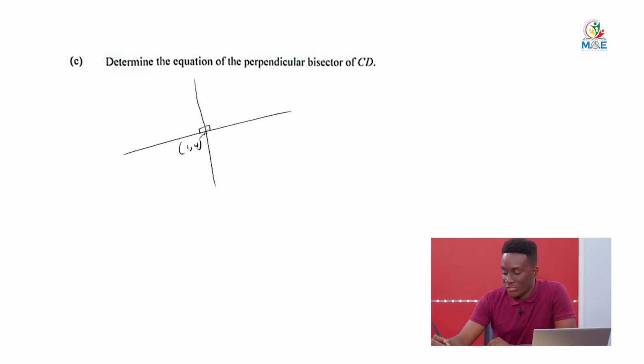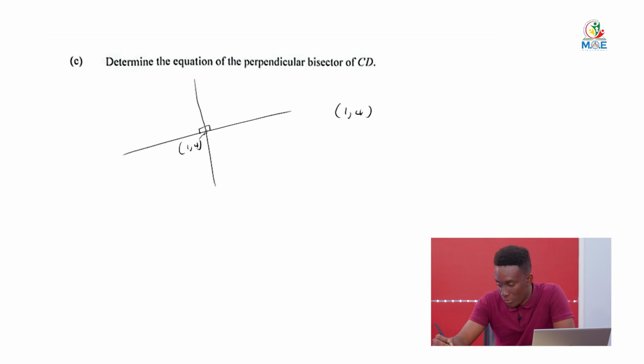So they want the equation of the perpendicular bisector. They want the equation of the line perpendicular to this original line that we had, passing through the point (1, 4). This is another way they're asking that question: they want the equation of the line perpendicular to CD passing through the point (1, 4).